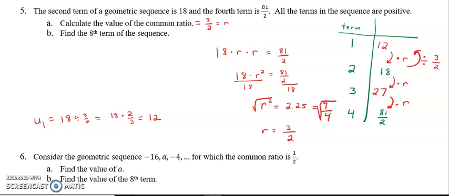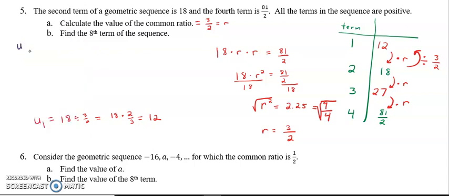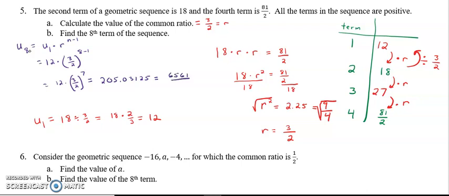Okay, so in order to figure out my 8th term in the sequence, I can come back to my original formula: u sub n equals the first term times the common ratio raised to the n minus 1. So this would be 12 times 3/2 raised to 8 minus 1. So this is 12 times 3/2 to the 7th power. I have no expectation that you're doing that in your head. You can do it on a calculator. This ends up being 205.03125, or you can write it as a fraction, 6561 over 32. And no, I did not just do that in my head. I looked that up.